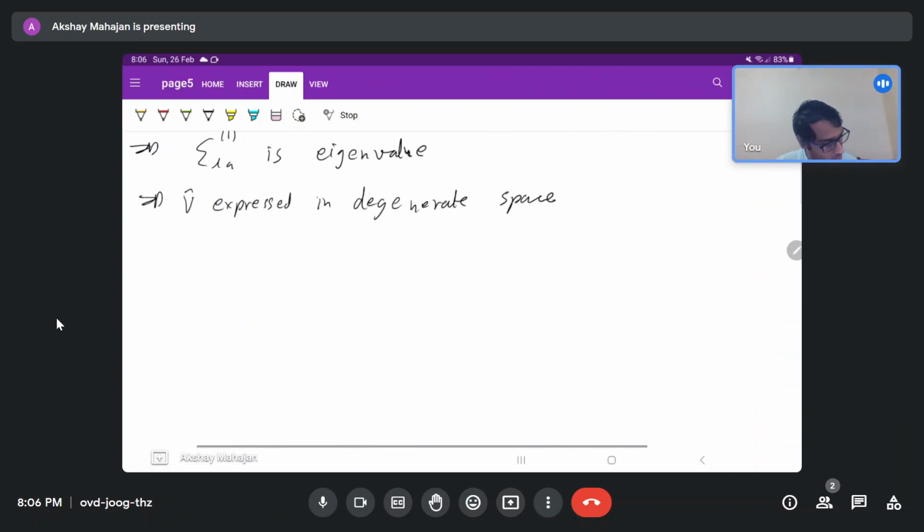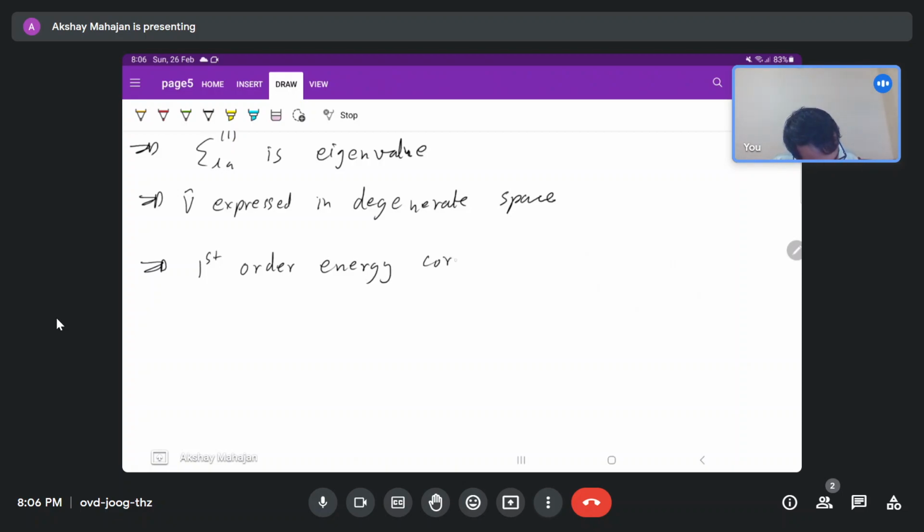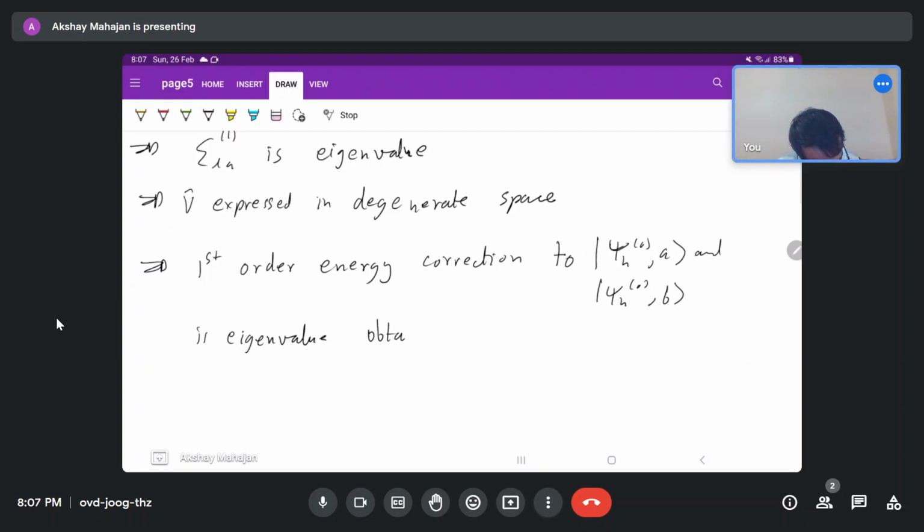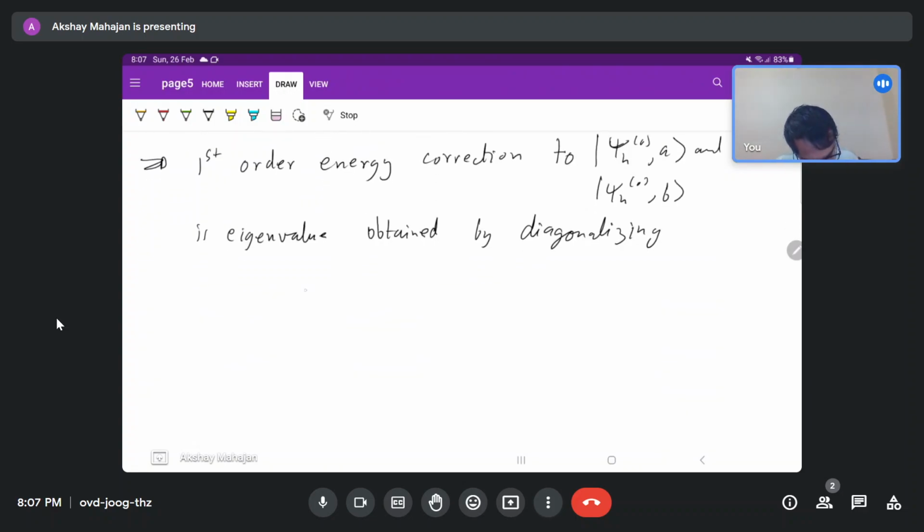So we have proved it. This implies that our first order energy correction to psi n of the zeroth order A and psi n of the zeroth order B is the eigenvalue obtained by diagonalizing our matrix, which is V11, V12, V21 and V22. Which is our matrix.